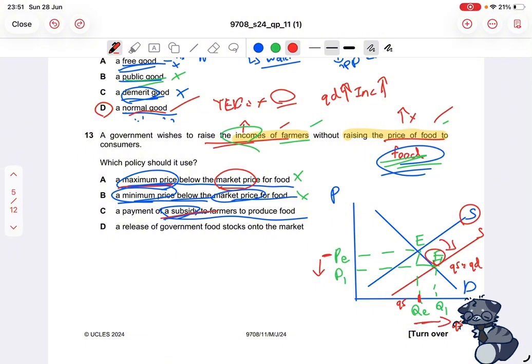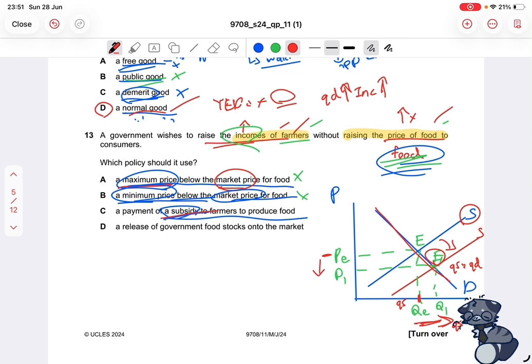Although this may be dependent on the elasticity of the demand curve, the sales or the total revenue is still likely to increase because the quantity that you supply increases, so the amount you sell increases. So the incomes of the farmers are likely to increase, yes.